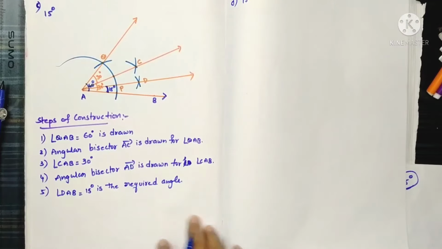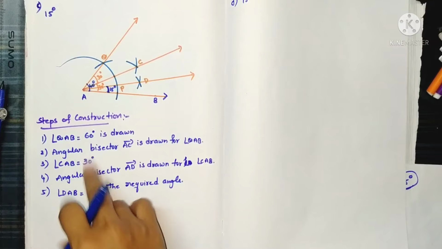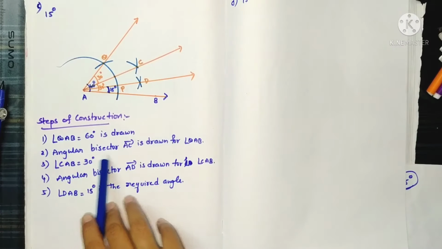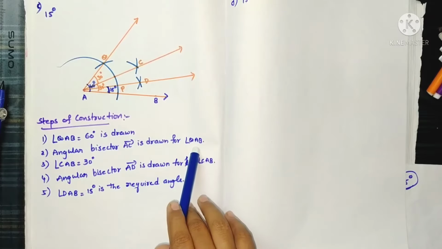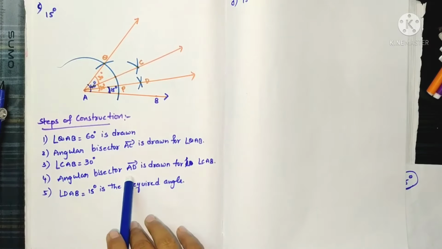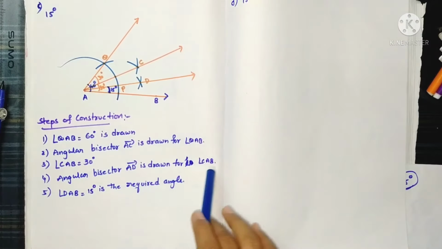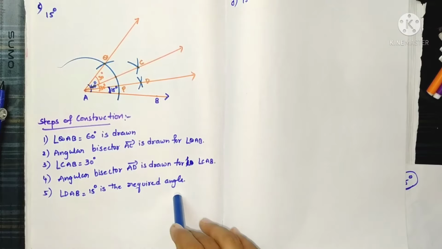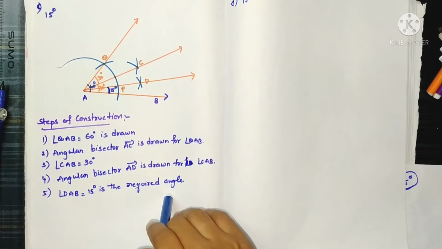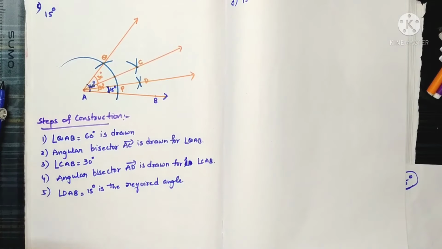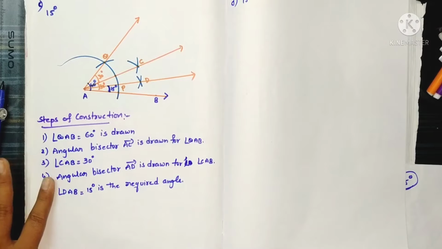Steps of construction. First, angle QAB equal to 60 degrees is drawn. Next, angular bisector AC is drawn for angle QAB. Angle CAB equals 30. Angular bisector AD is drawn again for angle CAB. So DAB equals 15 degrees is the required angle. Students, actually there is no need of writing steps of construction, but since it is a construction, I have told the steps.